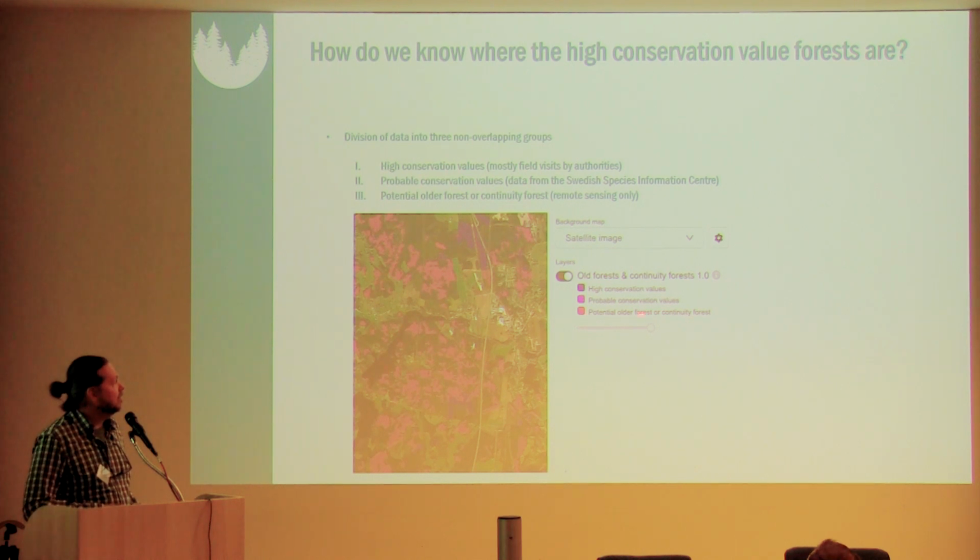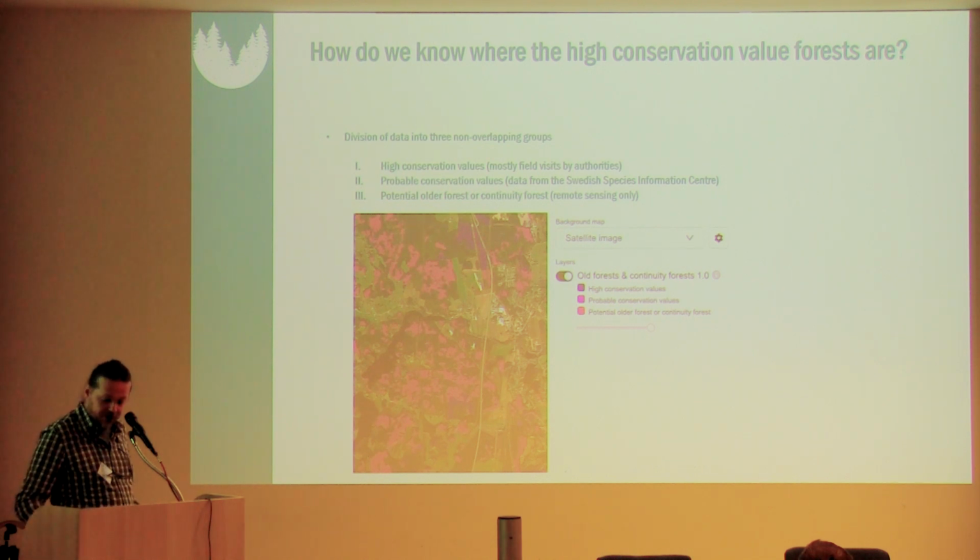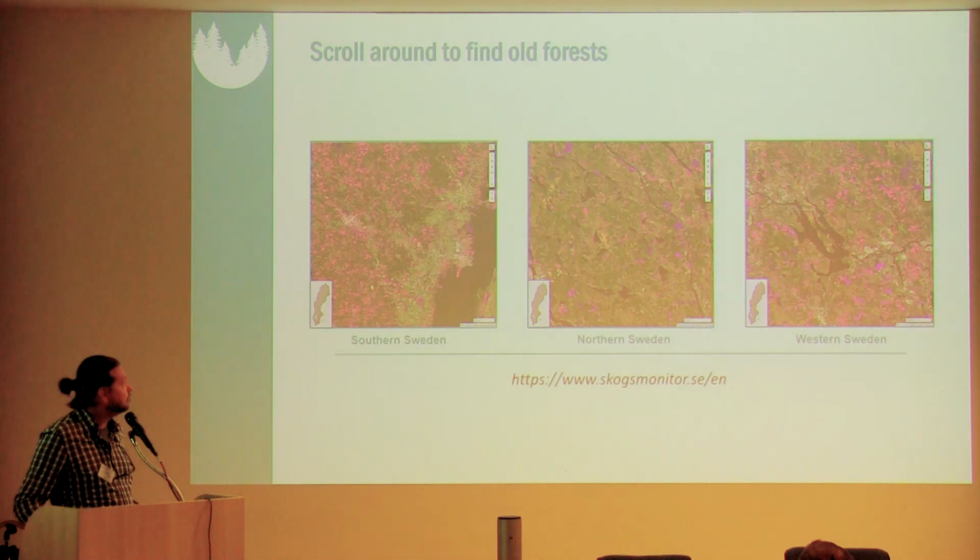We have a final class here, which is we don't know other than that we have classified it in the remote sensing survey. So we see that they are probably not clear-cut, at least back to the 50s. And many times, actually, they are good. I will show you examples of that.